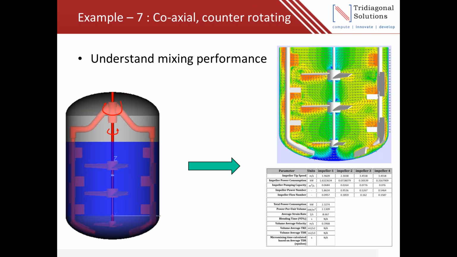Similarly, we can use CFD models to get performance for complex systems like a coaxial counter-rotating impeller, where there are very limited, or we can say no, correlations available to estimate the power consumption, the average velocities, or the shear distribution in this vessel. Here, we can use CFD models to get a detailed understanding of the flow pattern, impeller power characteristic, the power number, power consumption, as well as the shear information near and away from the impeller.